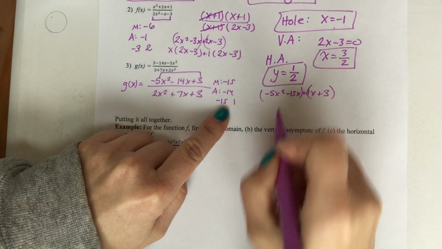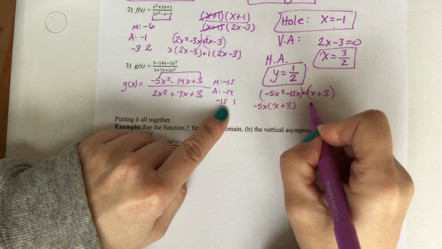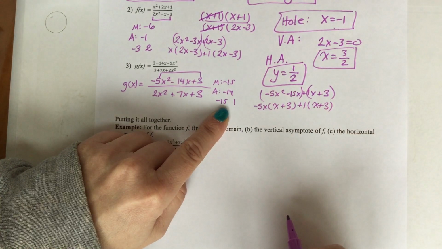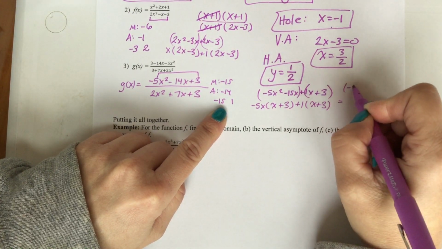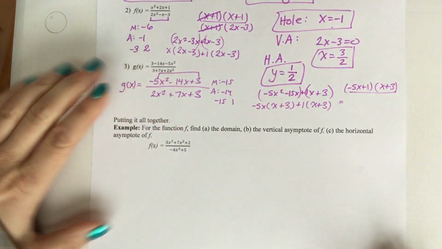So the first term stays, the last term stays, the middle term changes into negative 15x and 1x. Go ahead and group it. I can divide out a negative 5x. That would leave me with x plus 3. This is already x plus 3, so I go ahead and take out a 1. So factored, it's negative 5x plus 1 and x plus 3.